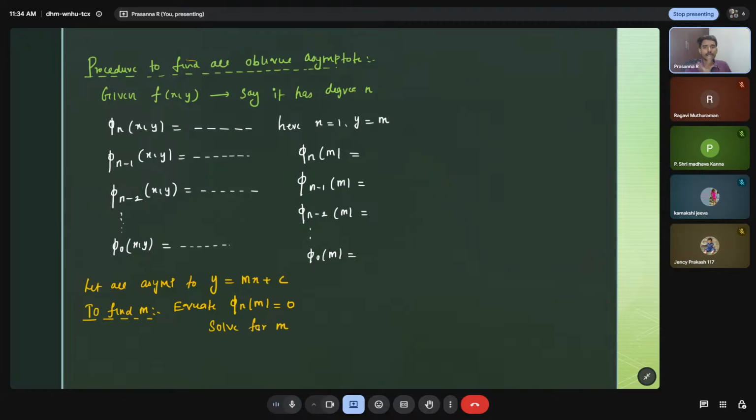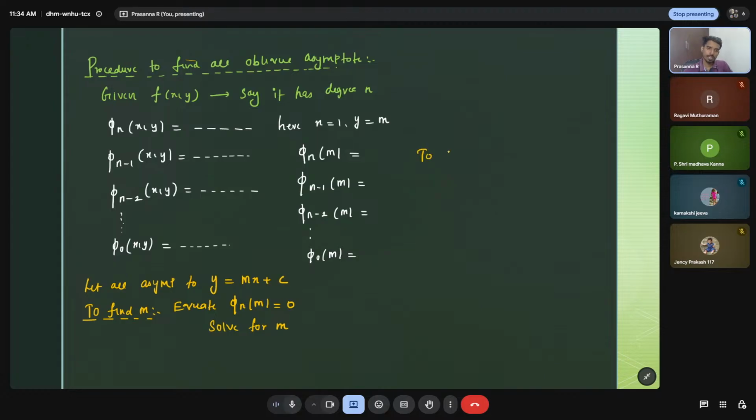Now let us say you are getting 1 m or 2 m's or 3 m's or 4 m's. Maximum, this Pn of m will be a cubic or quadratic equation. If it is cubic, you will be getting 3 roots. All 3 can be distinct, or 2 can be equal, if they are real roots. Now you have to solve for m, and for each m you need to find the corresponding c value.